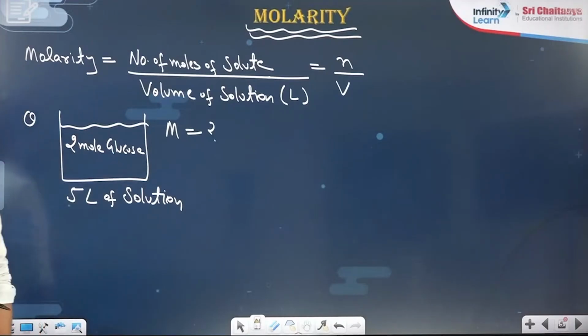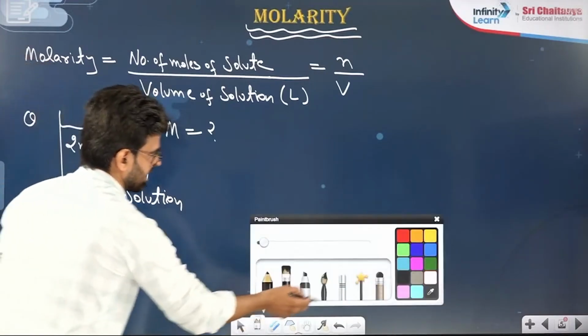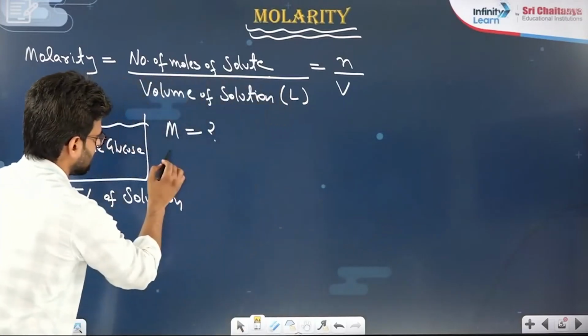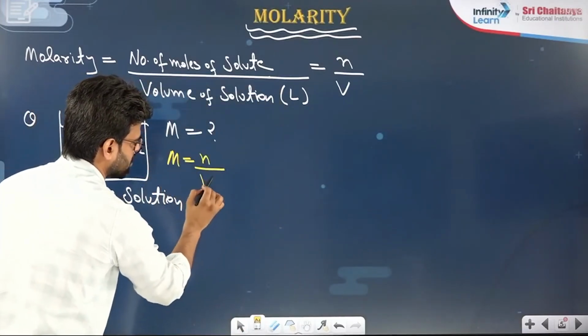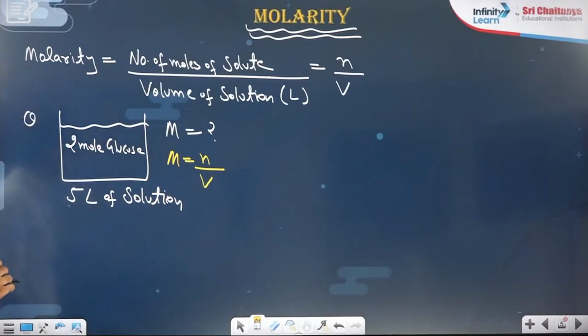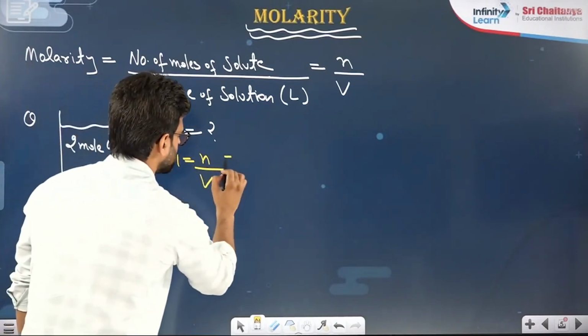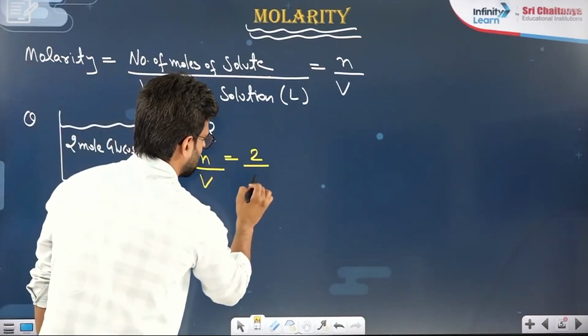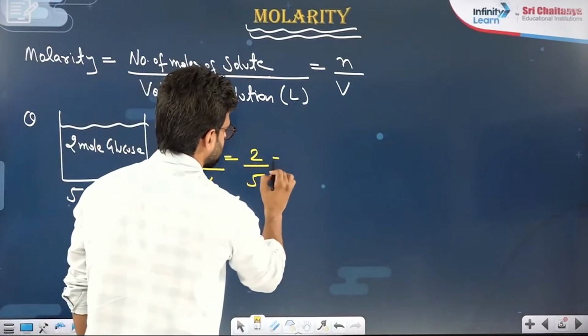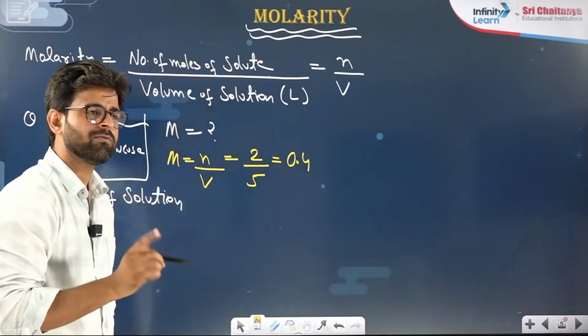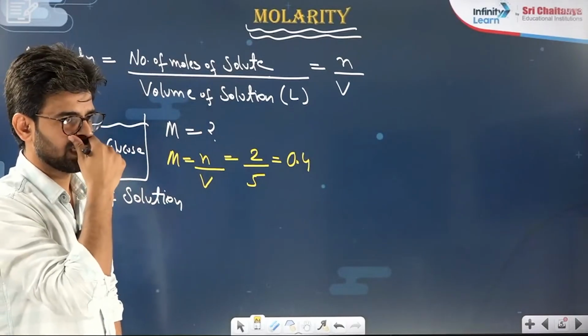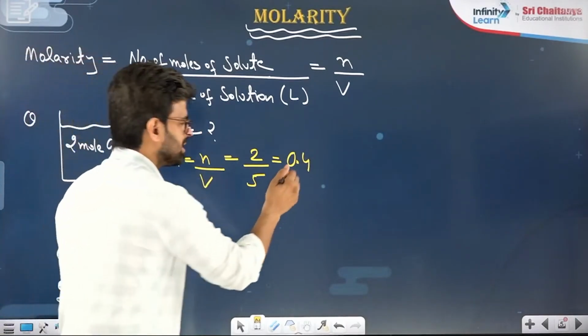Very good. So we can see very clearly that molarity is the number of moles of solute divided by volume of solution. So what is coming? 2 moles of solute divided by 5 liter solution. How much is coming? 0.4. And how to show this?